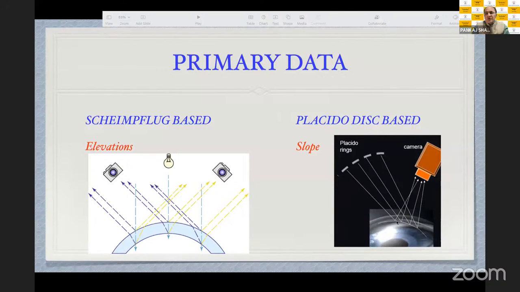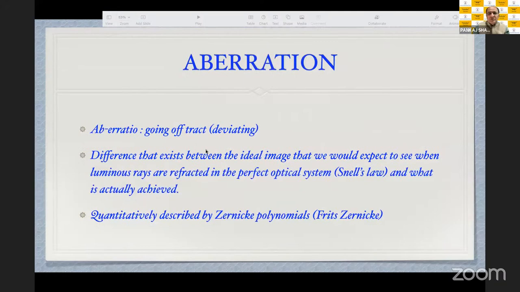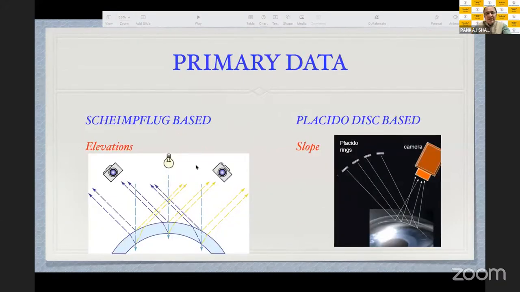Okay, so in a Placido disc based system, where the Mires are close together there is a steep cornea, where the Mires are far apart there is a flat cornea. So it just measures the slope. In a Scheimpflug, it measures the actual point. Where is this point in space? This point is in front of this, and how much in front, it measures because of the high resolution infrared camera. So this is what a Scheimpflug measures, and this is what Placido disc measures.